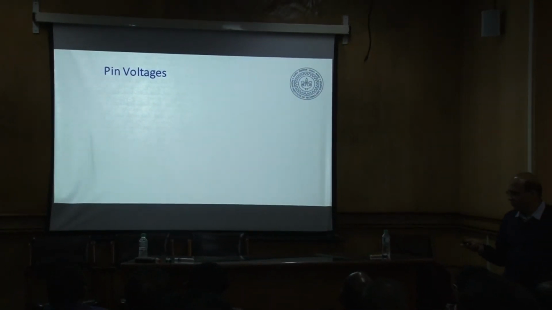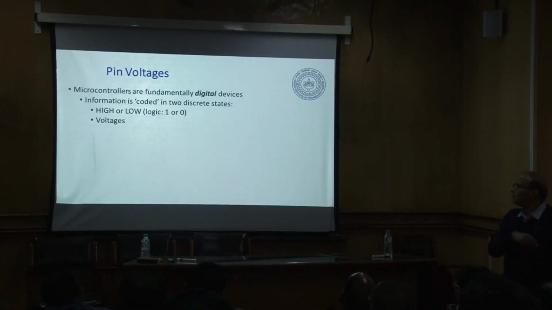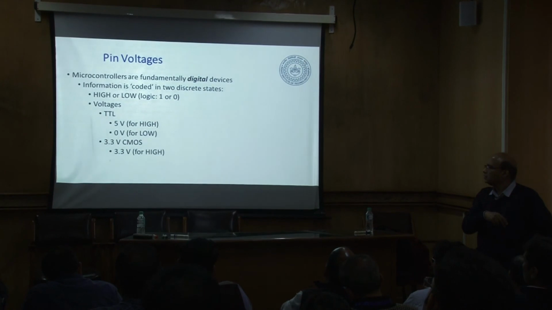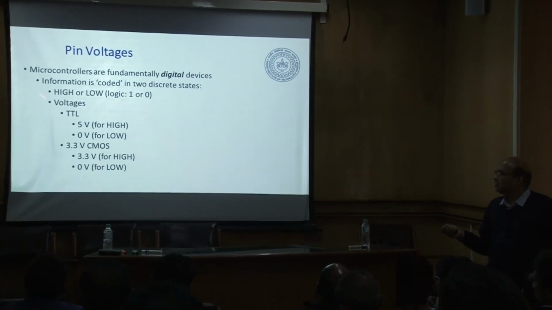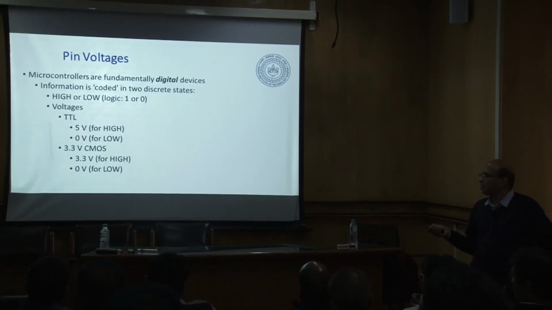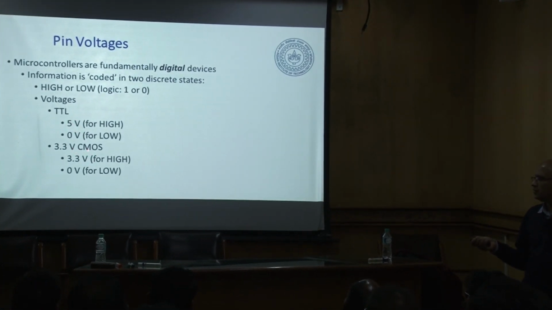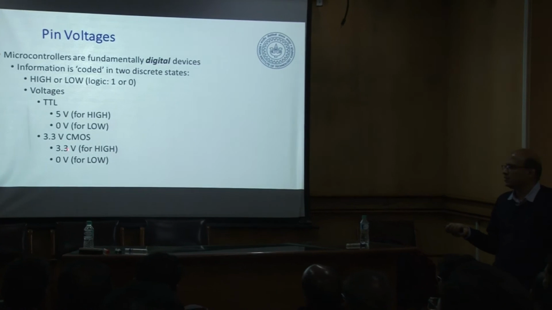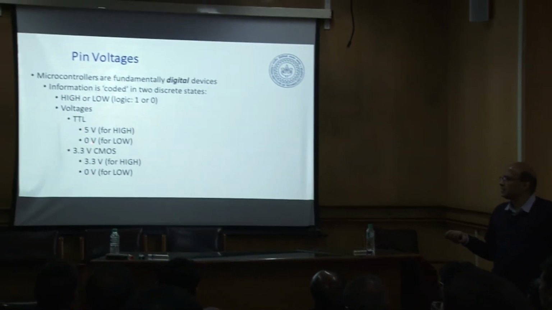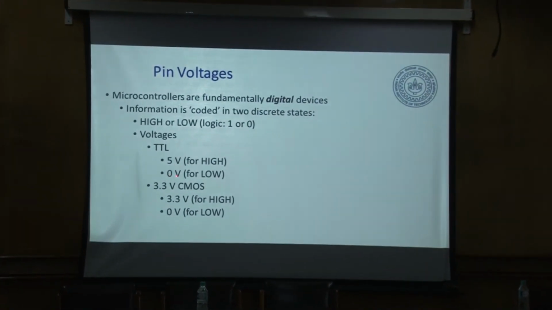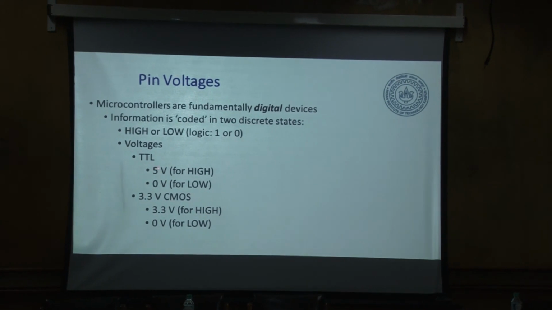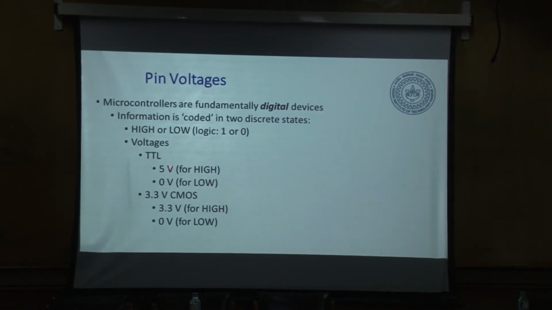Now the pin voltages are basically a low, which is 0, or a high, which is 5. Depending on whether it's CMOS, it can be 3.3, but we don't need to worry about that. Essentially, low means 0 volts and high means 5 volts.